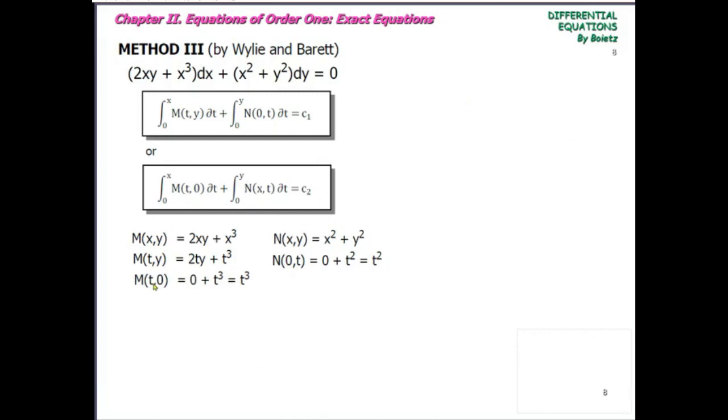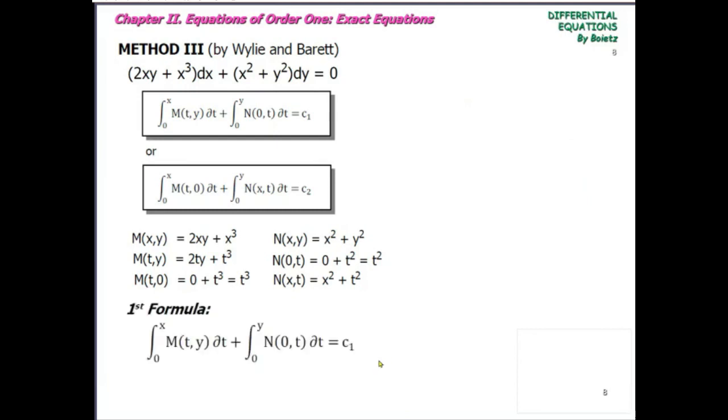Then let's also find this. Mt0 is equal to replace x by t, then y by 0. So it became 0. Then x by t, t cubed, so it becomes t cubed. And similarly, another, Nxt: replace x by x, y by t. So x by x, y by t. So x squared plus t squared.